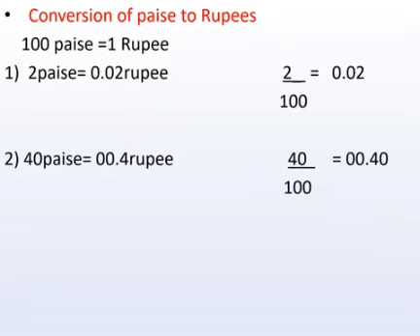Now the second problem is 40 paise. 40 divided by 100. So 40, write as it is, put the zeros to the left side. Now count how many zeros are there in 100? 2 zeros. So leave 2 numbers and keep the decimal point. So it is 0.40. So the answer is 0.4. 0.4 rupee also you can write it.